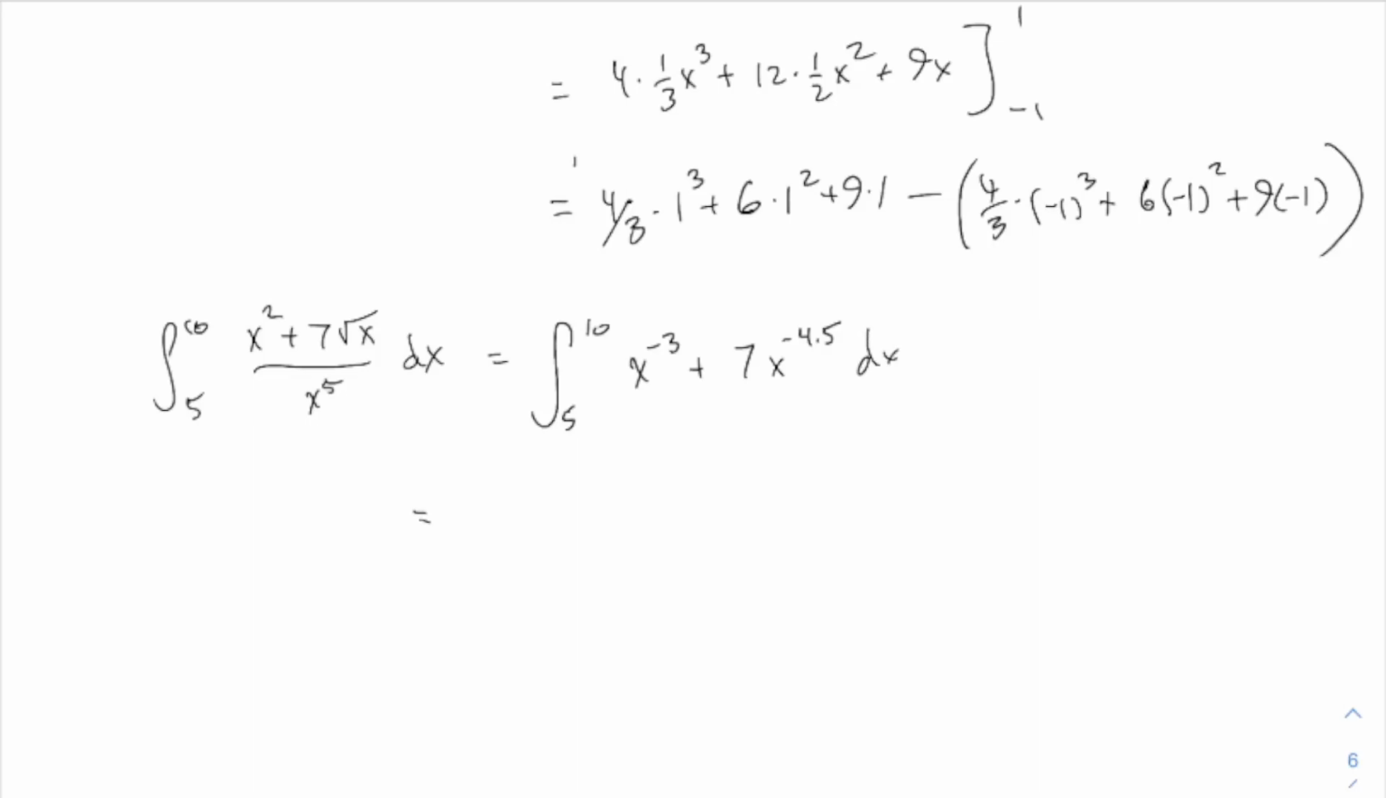And then these guys, you do the antiderivatives. So it's 1 over minus 2x to the minus 2 plus 7 times 1 over negative 3.5 x to the minus 3.5, right? And then I plug in 5 and 10 equals whatever. You get whatever you get when you plug in 5 and then subtract and you plug in 10.